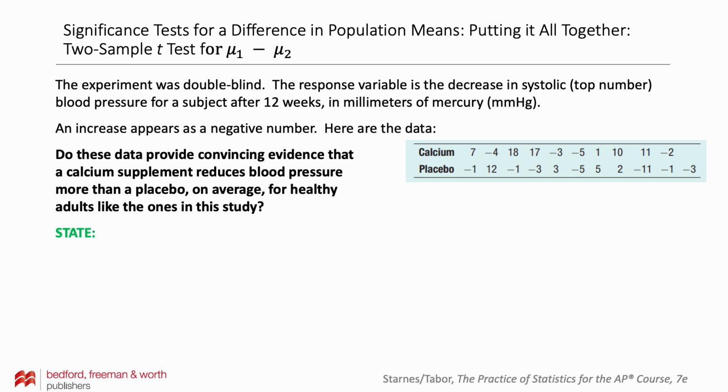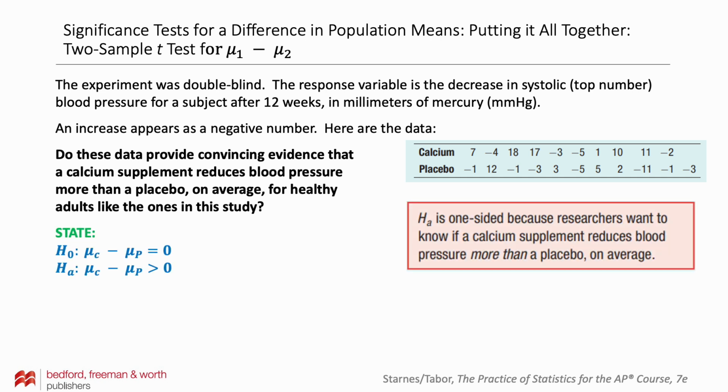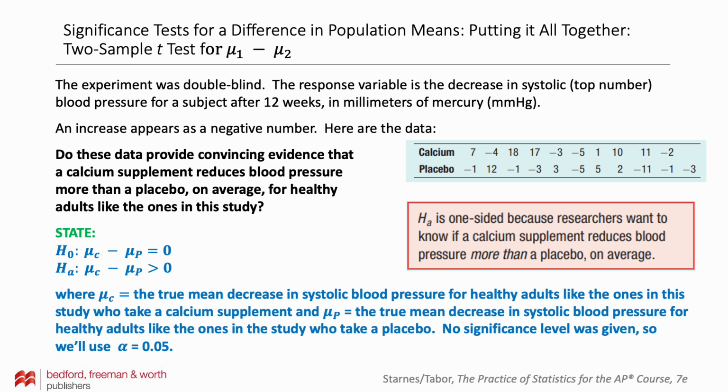So, we're going to do the 4-step process. We're going to state our hypothesis here, which is our null hypothesis is that mu of the C minus mu of P is equal to 0. So, notice here, our calcium and our placebo, there's no difference. And that our calcium minus our placebo is actually going to be greater than 0. This is going to be one-sided because researchers want to know if calcium supplement reduces blood pressure more than a placebo. Okay, so that's one-sided.